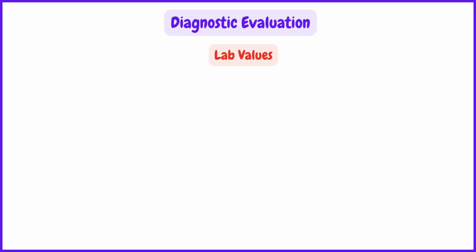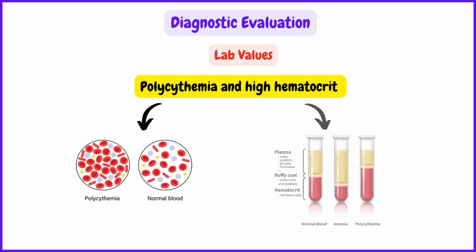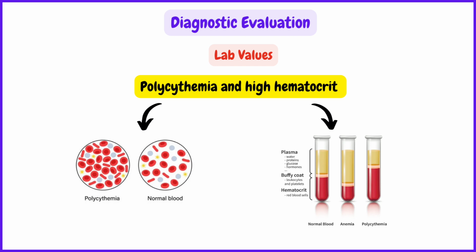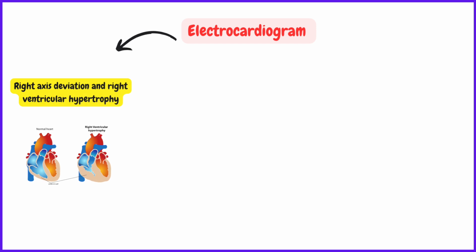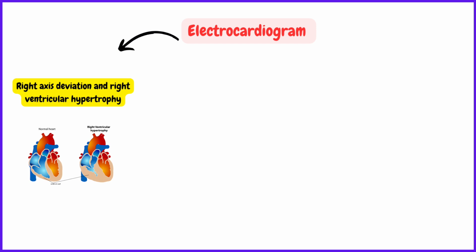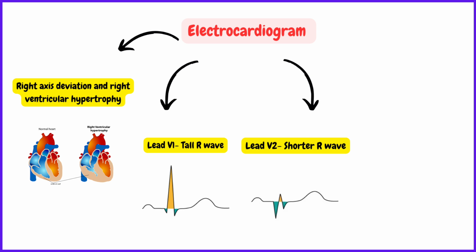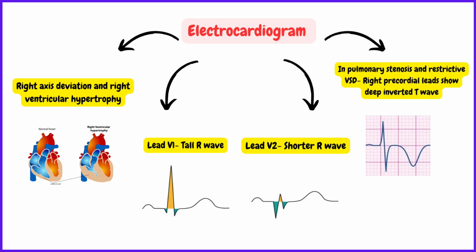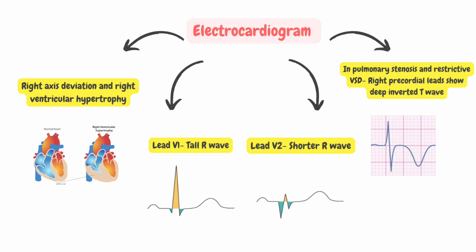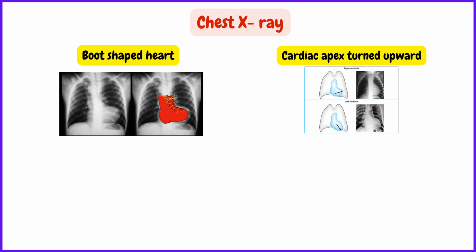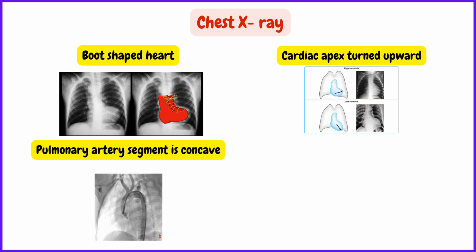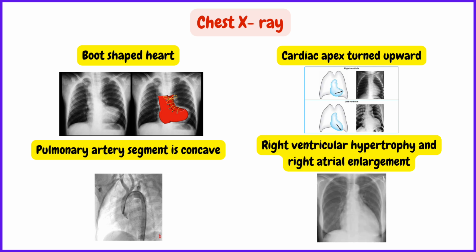For diagnosis, blood studies show polycythemia and high hematocrit level due to cyanosis and decreased blood flow to the lungs caused by pulmonary stenosis. The electrocardiogram reveals right axis deviation and right ventricular hypertrophy associated with tall R wave in lead V1 and shorter in lead V2. In patients with pulmonary stenosis and restrictive VSD, right precordial leads show deeply inverted T waves. Chest X-ray may classically show a boot-shaped heart. The cardiac apex is turned upward, and the pulmonary artery segment is concave because the pulmonary artery is small, also due to right ventricular hypertrophy and right atrial enlargement.